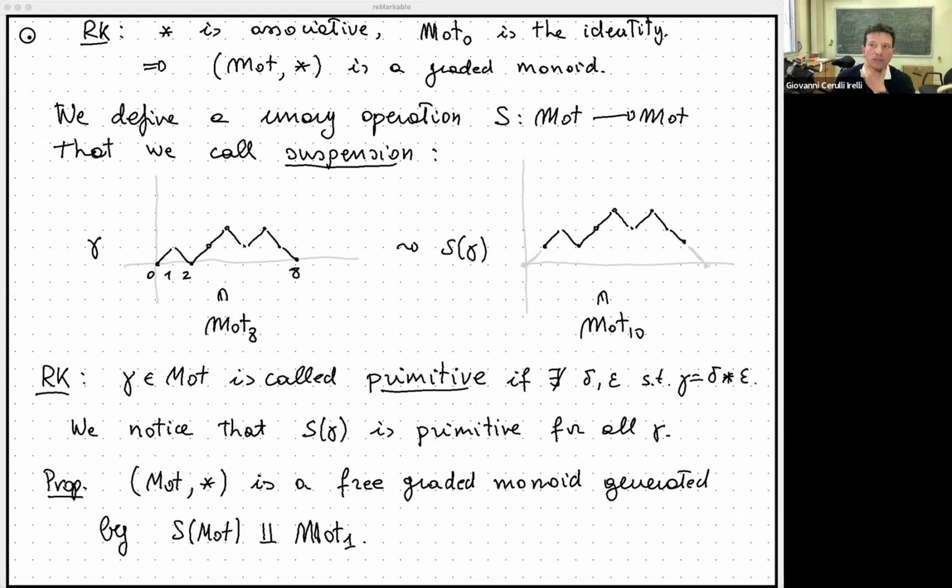Do you have any questions so far? Can I ask a quick question? Yes, Lucas, please. Isn't the converse also true? So a Motzkin path is primitive if and only if it's a suspension? This is true. Exactly. This is precisely what this proposition is saying. Generated by means that these are precisely the primitive elements. Perfect. Thank you.